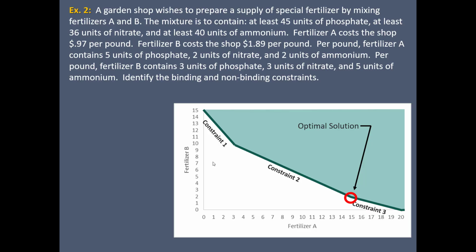And again, any constraint at the optimal solution intersection point will be binding. So constraint 2, constraint 3 intersect at the optimal solution point. Those are binding constraints. In this example, constraint 1 is not involved in that optimal solution point, so it is a non-binding constraint.